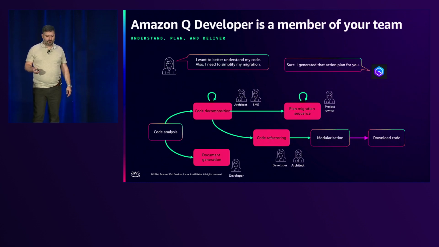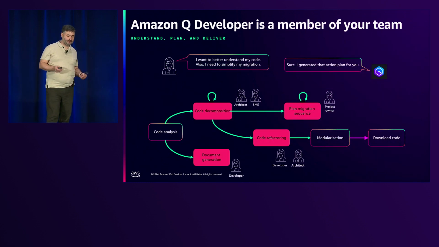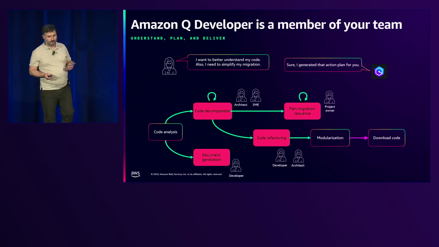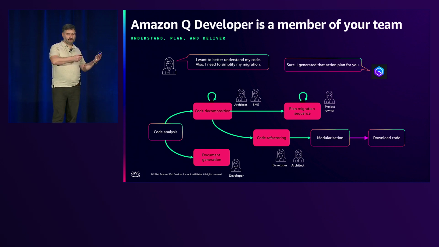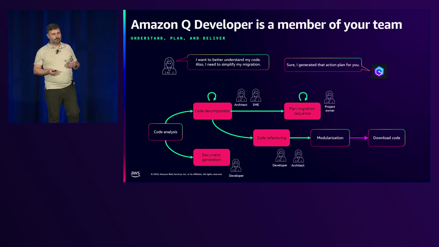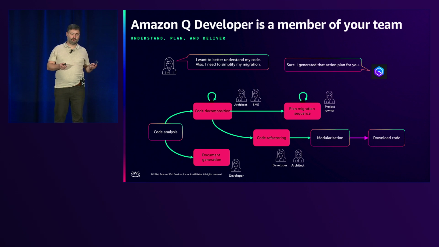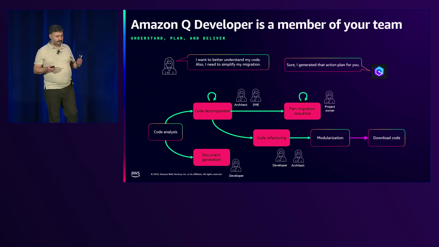So a typical example would be like, I want to better understand my code, and also I need to simplify my migration. You will see Q is flexible in the way you can interact with it. There's a knowledge base as well, which allows you to ask general knowledge questions about mainframe migration or how to use the tool specifically. But what you will get is an action plan that is going to be distributed to different team members.